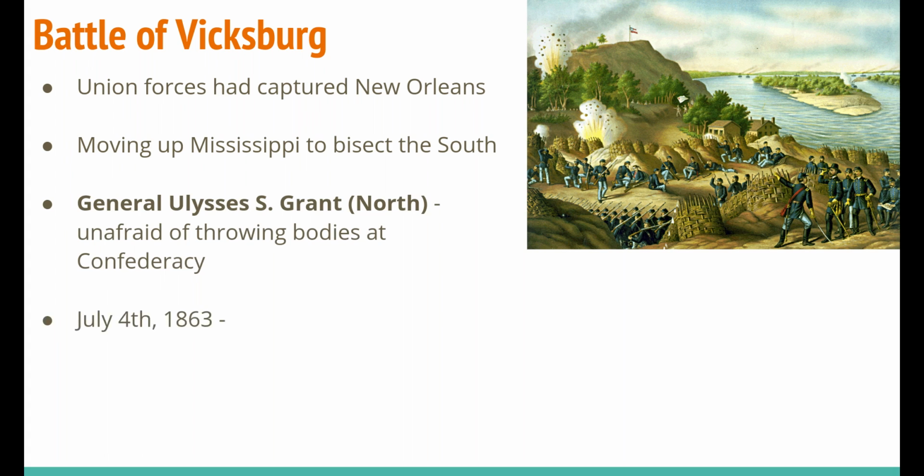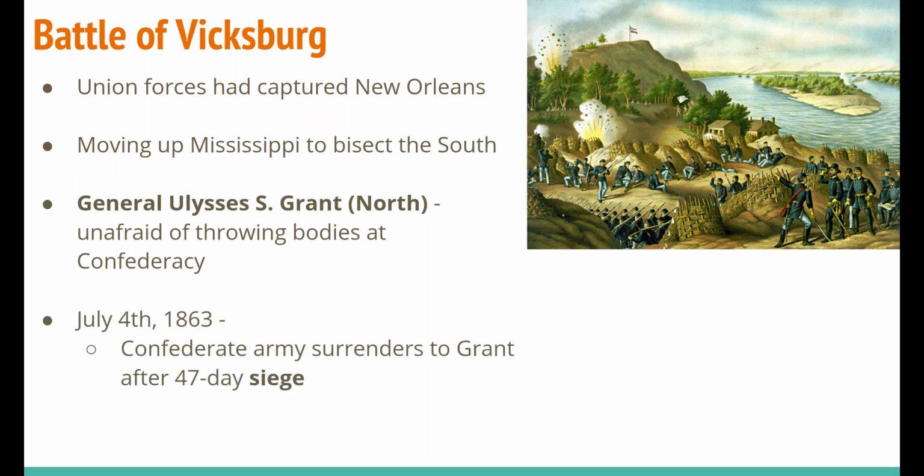And on July 4th, 1863, the day after the Battle of Gettysburg, the Confederate Army at Vicksburg surrenders after being under siege for 47 days, right? For over a month, Vicksburg was under siege, and eventually Grant gets them to surrender, and that secures the Mississippi River for the North, effectively cutting the Confederacy in half. So again, this is kind of the downfall of the Confederacy that we're witnessing following the Battle of Gettysburg.